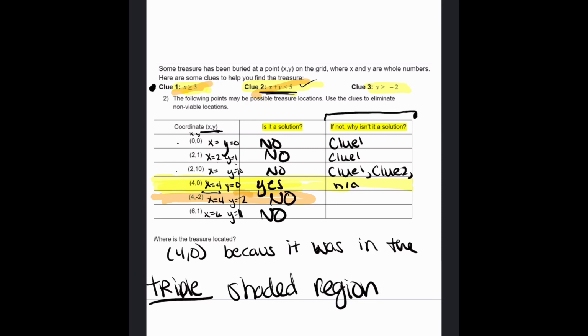So notice that is not true because y equals -2. So we would say clue 3 here. If we would have had that greater than or equal to symbol on our y, then this could also be a solution point. But since it was just the greater than symbol, then no, y is not greater than -2.